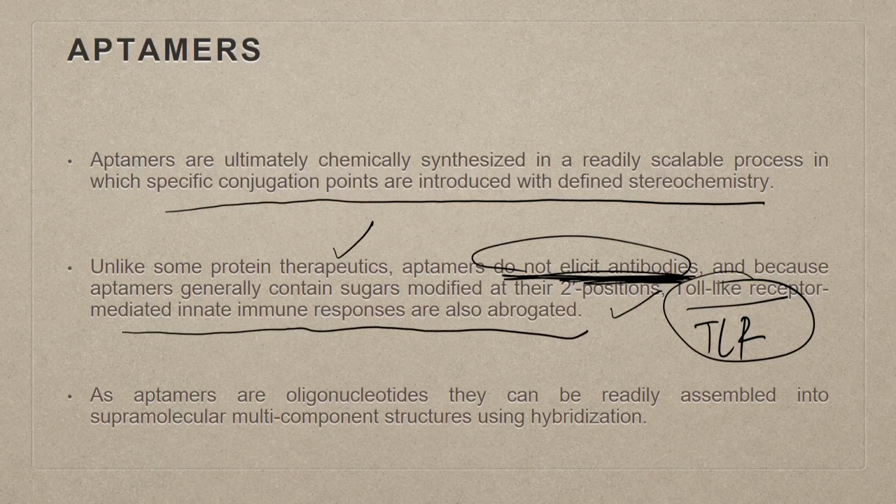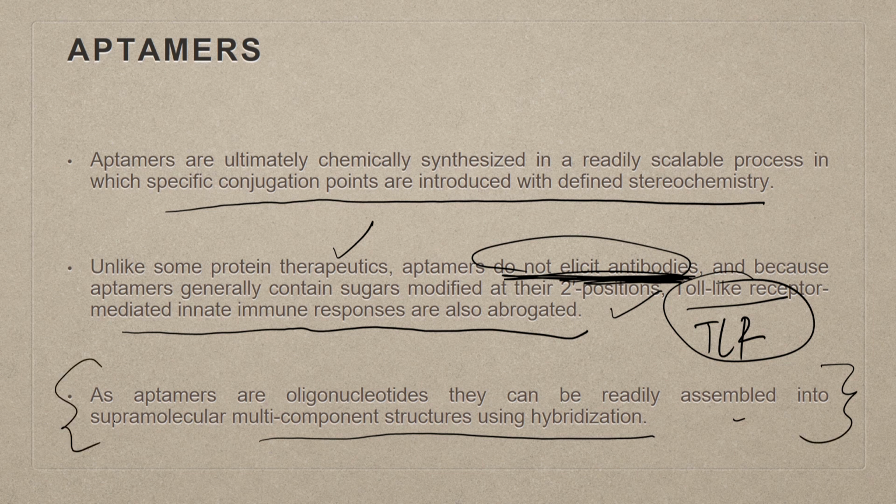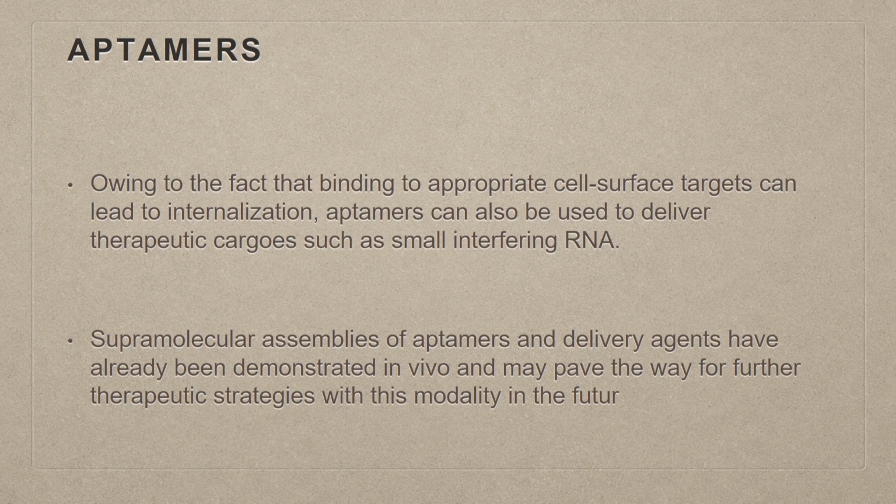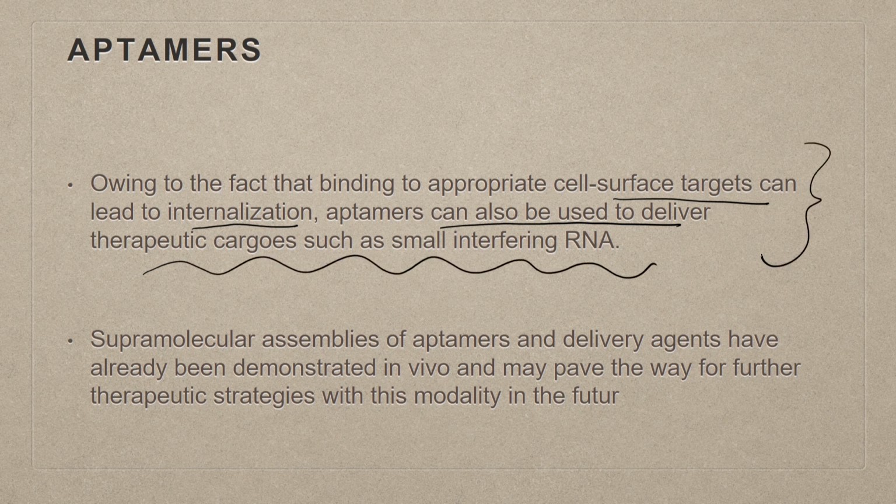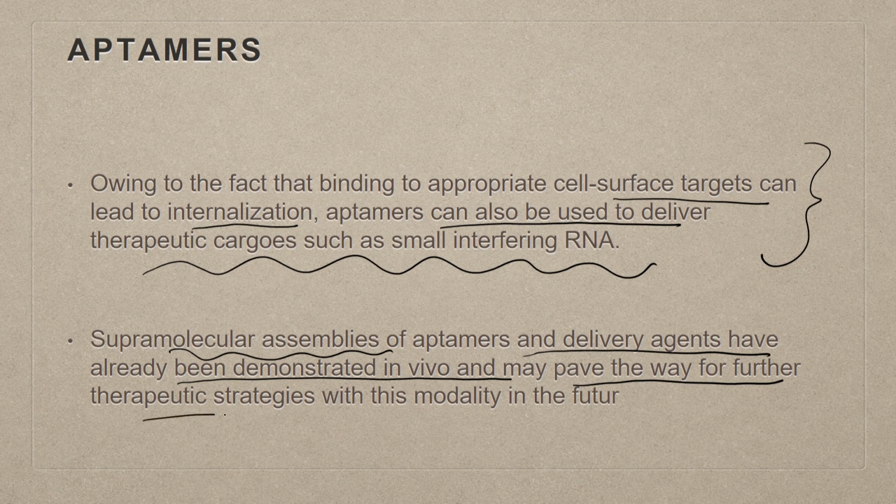As aptamers are oligonucleotides, they can be readily assembled into a supramolecular multi-component structure using hybridization. These are pretty small structures, just small thread-like nucleic acid threads. So they could be made into complex supramolecular assemblies as a therapeutic agent. Since binding to an appropriate cell surface target can lead to internalization, aptamers can also be used to deliver therapeutic cargoes such as small interfering RNA. Further, supramolecular assemblies of aptamer delivery agents have already been demonstrated in vivo and may pave the way for further therapeutic strategies with this modality in the future.